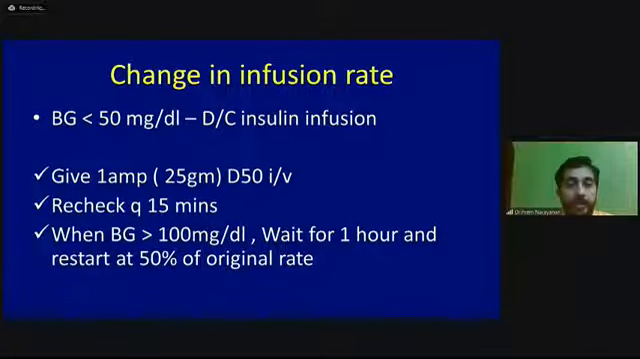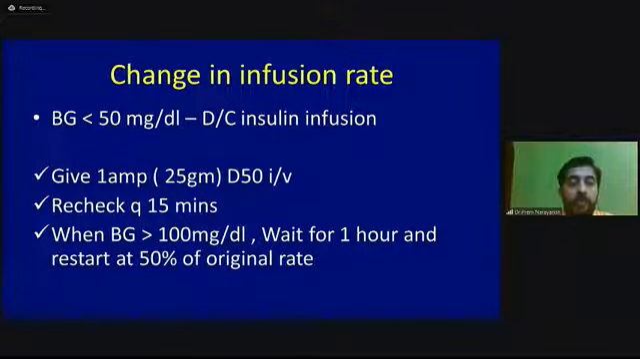Change in infusion rate. You can see here, if the blood glucose goes below 50, discontinue the insulin infusion. Give 1 ampule of D50 if available, amounting to 25 grams of dextrose IV. Recheck the blood sugar after 15 minutes. And when the blood sugar has reached more than 100, wait for 1 hour, and restart at 50% of the original rate.